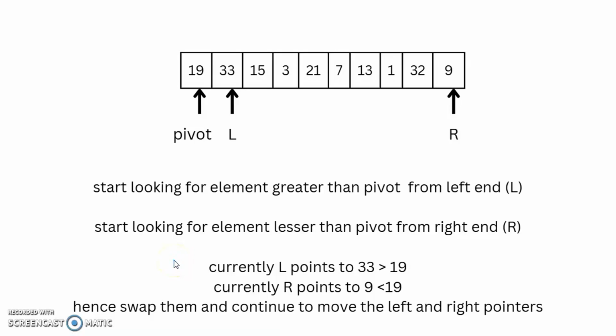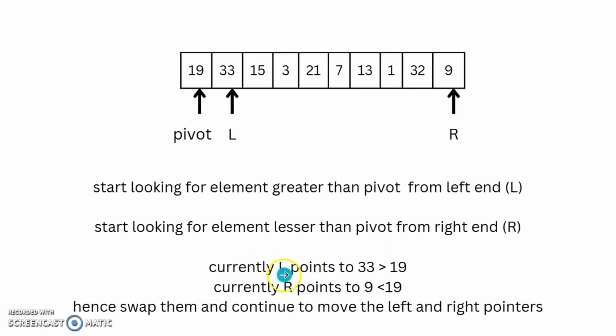Our next task is to start looking for an element greater than pivot from the left end. So what is the pivot value? 19. So we should look for a value greater than 19 from the left end, and start looking for an element lesser than pivot from the right end. That means we should look for an element which is lesser than 19 from the right end.